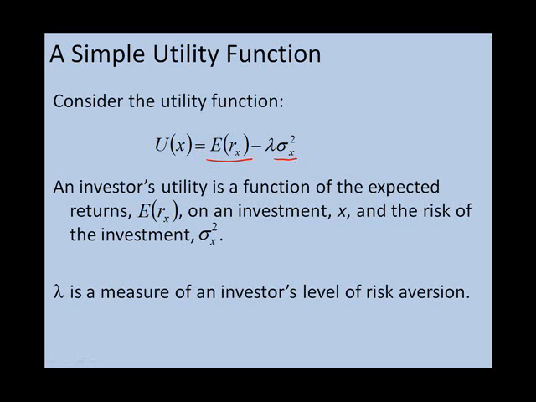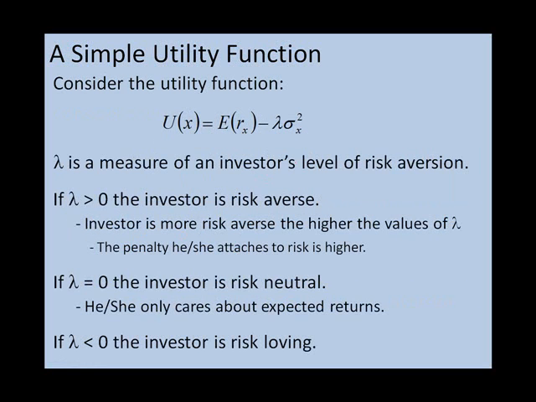Is lambda going to be positive? Well, lambda, for anyone who's risk averse, will always be positive. And the more risk averse you are, the larger the value of lambda. That makes sense because that means you attach a bigger penalty to risk. If you have a lambda of 0.5, the penalty for risk is not too much, but if you have a lambda of 10, the penalty is much greater. So this makes sense. If you're more risk averse, taking more risks really does reduce your utility.